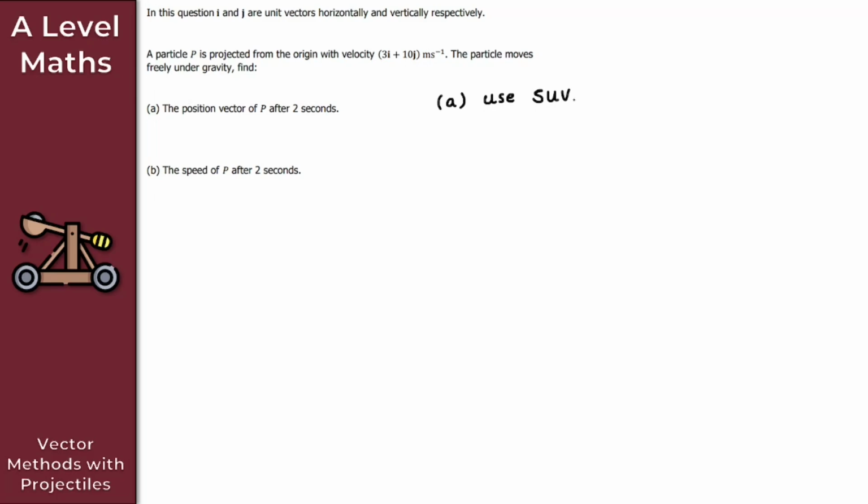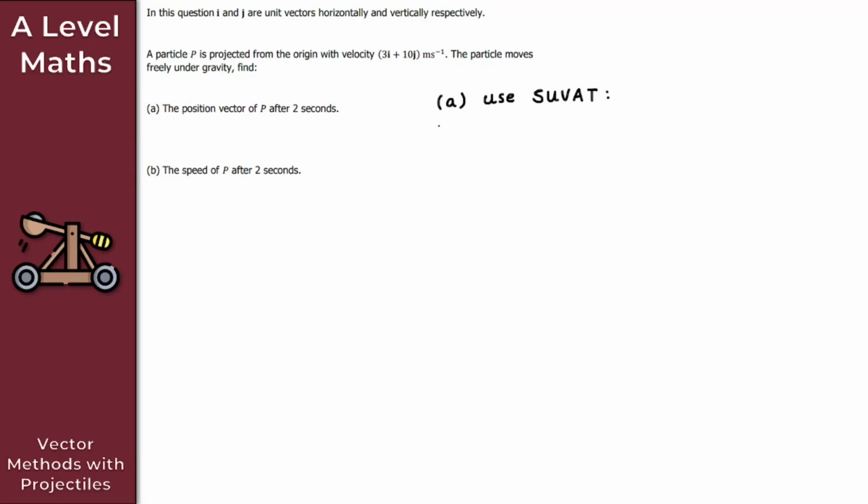Normally for a projectiles question, you split the motion up into horizontal components and vertical components. But when we're working with vector methods with projectiles, we don't need to do this. Consider the initial velocity: we've got the horizontal component 3i and the vertical component 10j, so we consider it as just one part rather than splitting it into horizontal and vertical components.